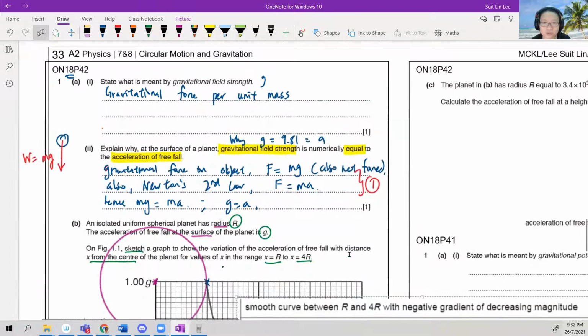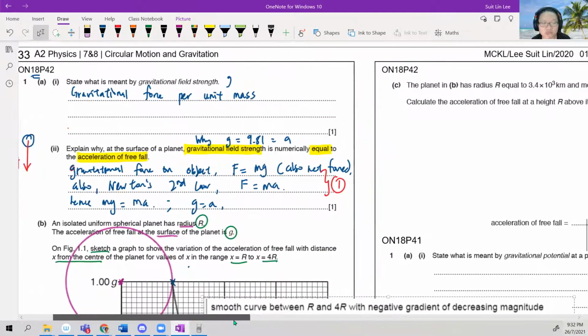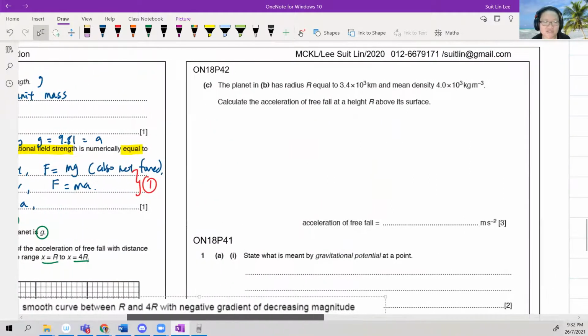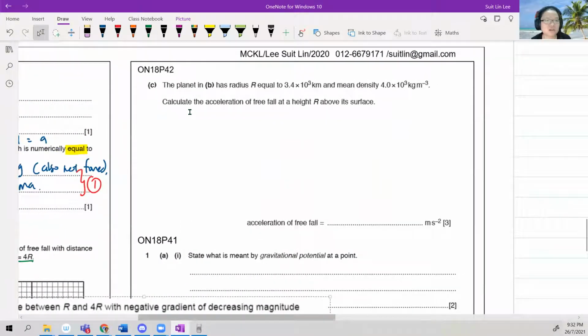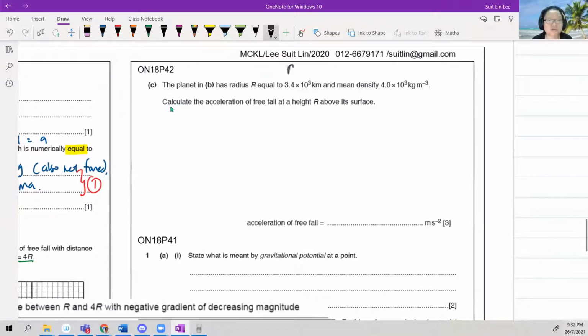That's it for this question. Oh no, there's part C. All right, so we define some stuff, we draw a graph, and now some numbers. A planet has a radius of this much, density of this much. Calculate the acceleration of free fall.